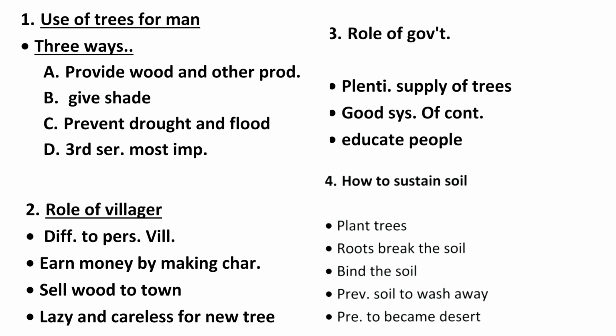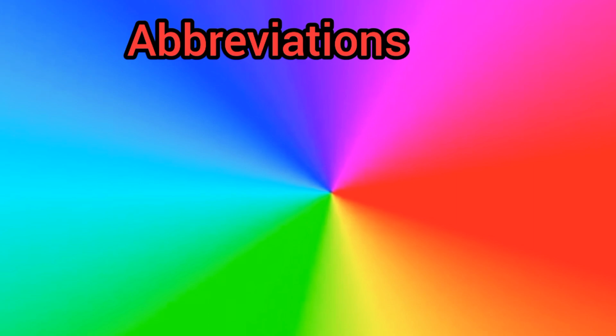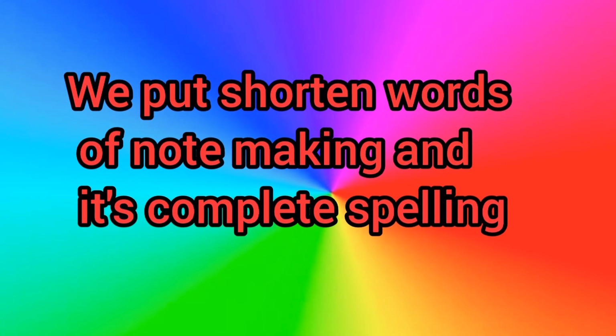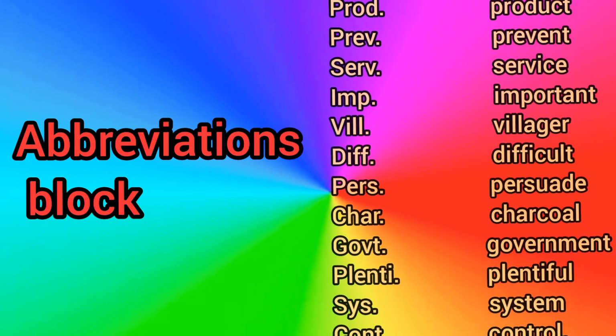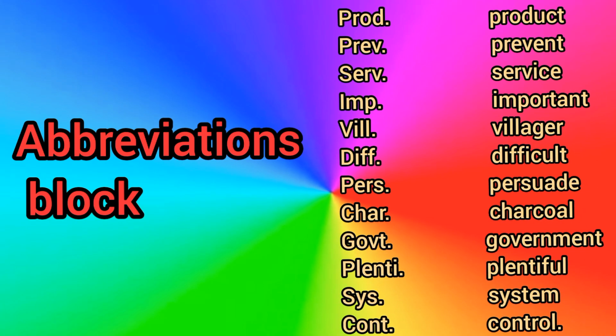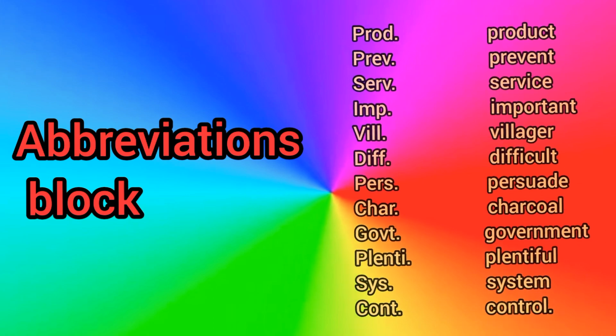Now let's talk about the abbreviation block. Abbreviation block is very important because these are the words which we put in the abbreviation block. Abbreviation block में हम हमेशा ही ऐसे words को रखते हैं which is longer in size, and these are the words which we shorten in our note making phrases. Have a look. Product, prevent, service, important, village, difficult, persuade, charcoal, government, plentiful, system, control, etc. इन एब्रीवेटेड वर्ड्स को हम हमेशा ही ठीक वैसे ही लिखते हैं जैसे नोट मेकिंग के फ्रेजेस में यूज करते हैं, राइट? शॉर्टर द वर्ड एंड देन फुल स्टॉप आफ्टर इट, और आगे इसका पूरा स्पेलिंग लिखा जाता है.